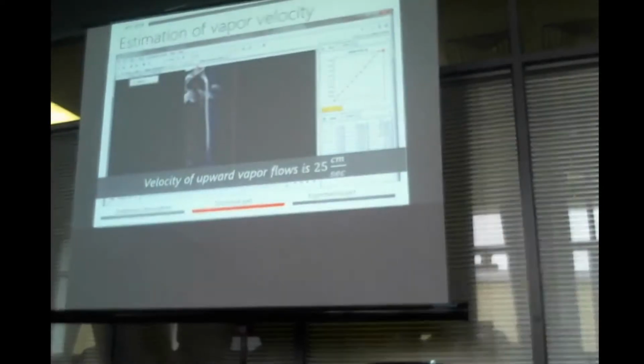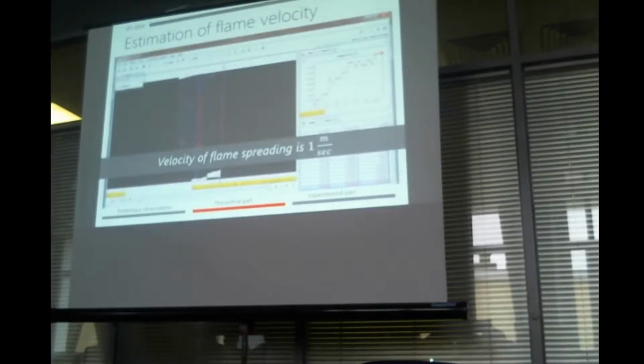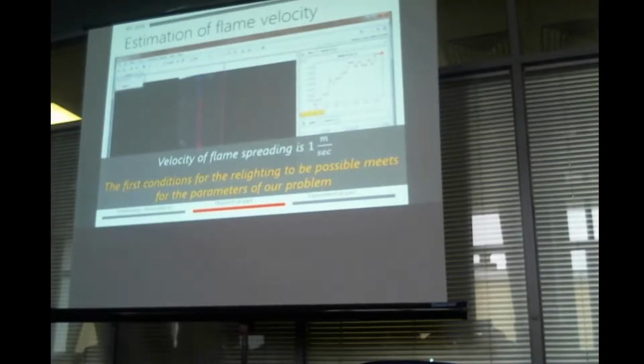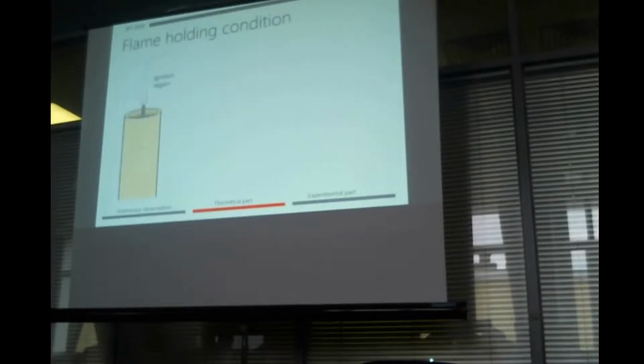And to check it, we directed the wisp of smoke and obtained good correlation with our estimation. And as for the velocity of flame spreading, we obtain that it is indeed sometimes greater. And we understand that the first condition for the lighting to be possible is met for our parameters, our problem. Now we move on to the thermodynamics of the wisp dispersion.